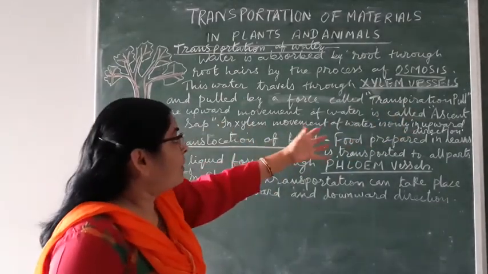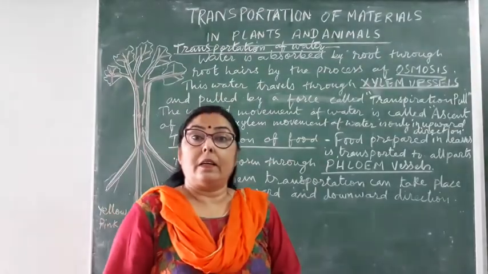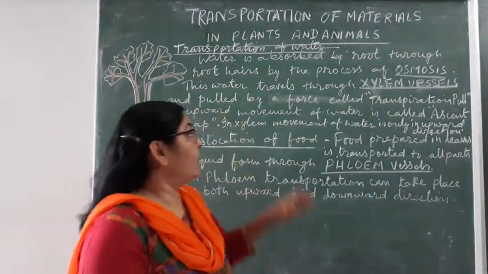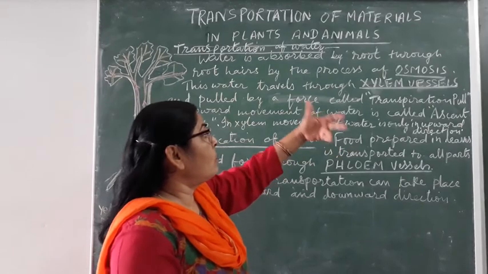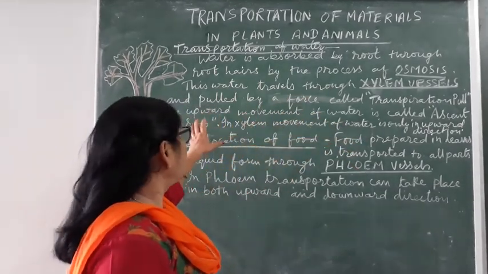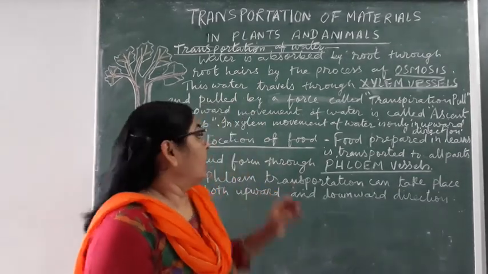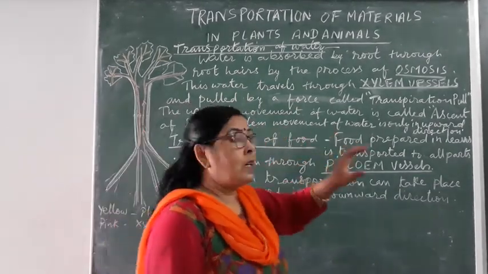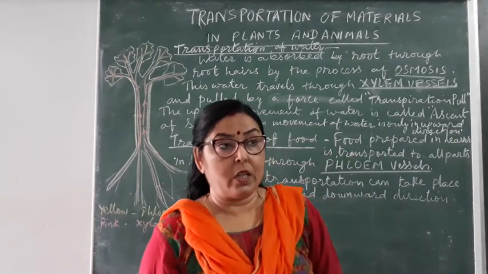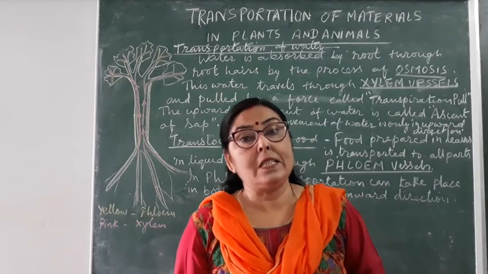This makes the upward movement of water possible, and the upward movement of water and minerals is known as ascent of sap. This movement is unidirectional, meaning only upward movement is possible in xylem.